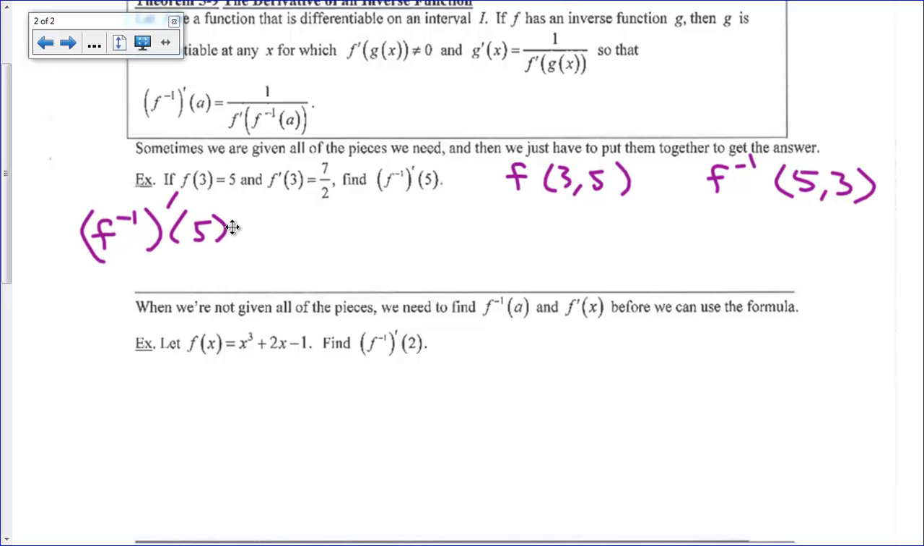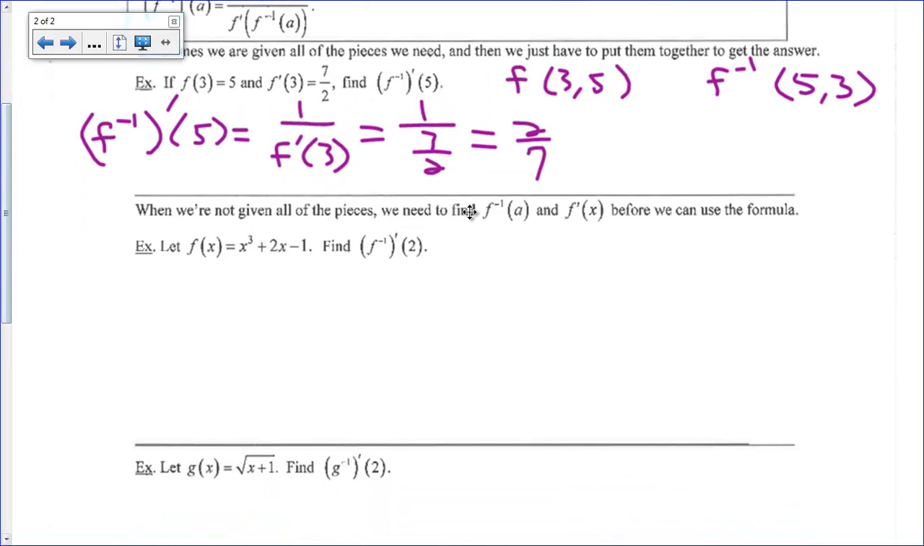is going to equal, this is what I'm using, the left-hand side here, 1 over f prime, not at 5, but at 3. The slope here for the f inverse at 5 is going to be the reciprocal of the slope of f at 3. And we are given that piece of information that that's 7/2, and of course 1 over 7/2 is equal to 2 over 7. This is going to take some practice, but a lot of things in calculus do.